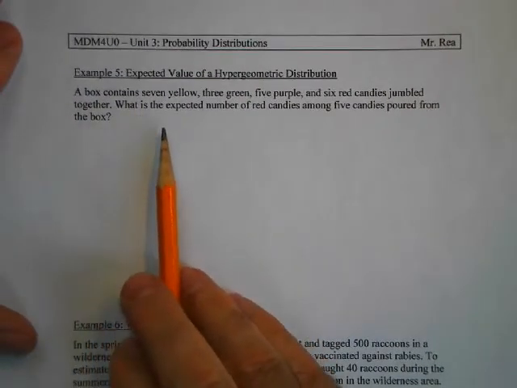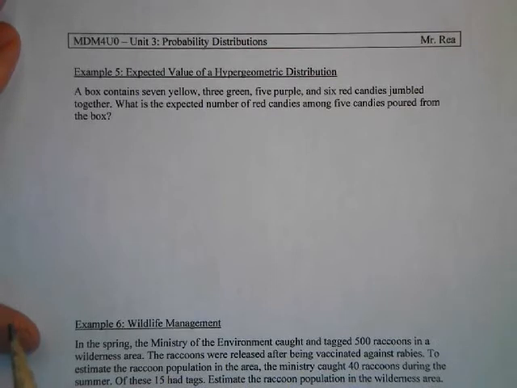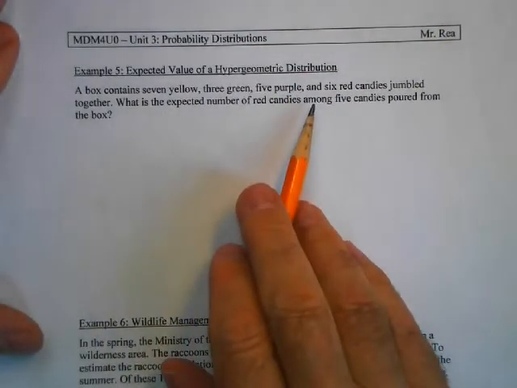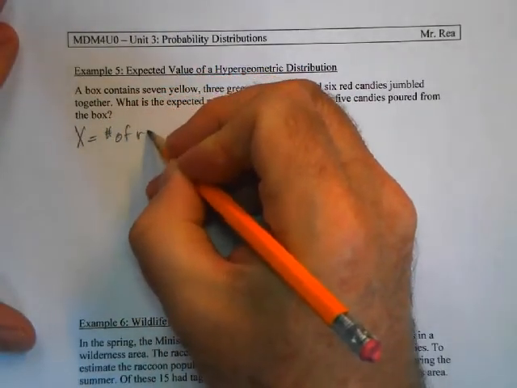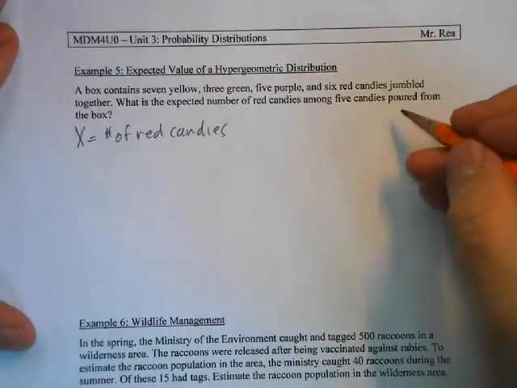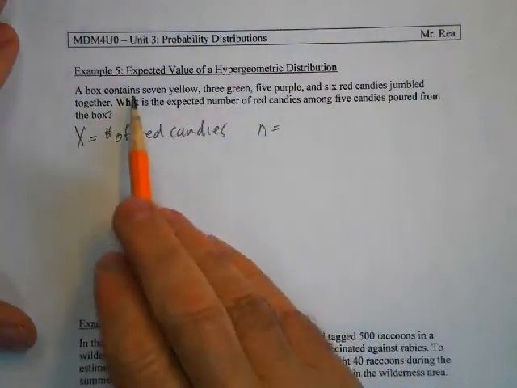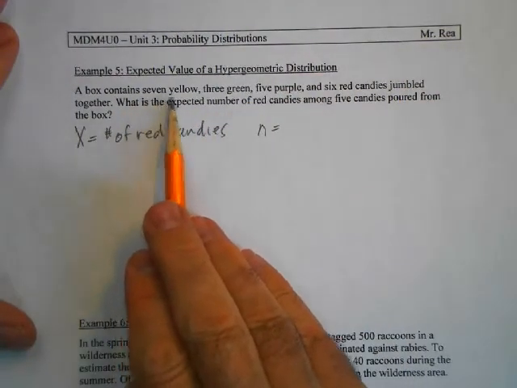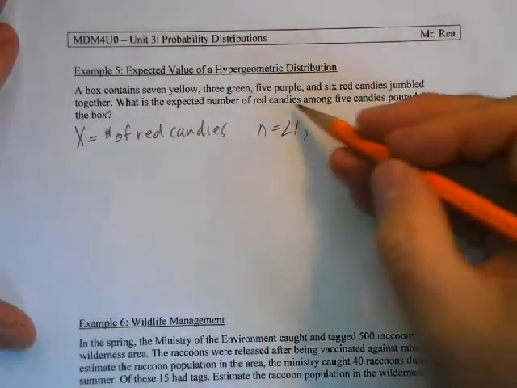So this question, a box contains 7 yellow, 3 green, 5 purple, and 6 red candies jumbled together. What's the expected number of red candies among the 5 candies poured from the box? Okay, so reading the question, what's the expected number of red candies? Obviously, that's going to be our random variable. So X is the number of red candies. Now in terms of the variables, our N, that's going to be the total number we could choose from. So you're basically adding up all the different colors. So I have 7 plus 3 plus 5 plus 6. I believe that's 21. So 21 candies to choose from.